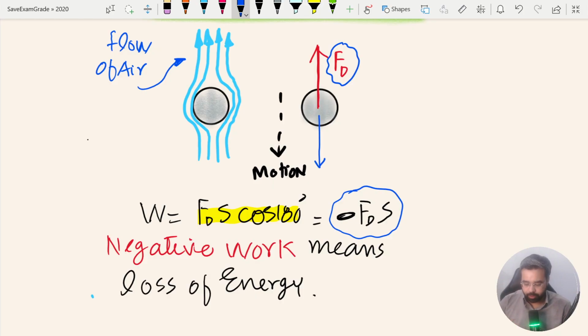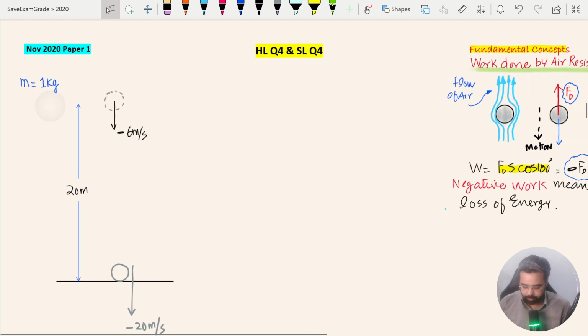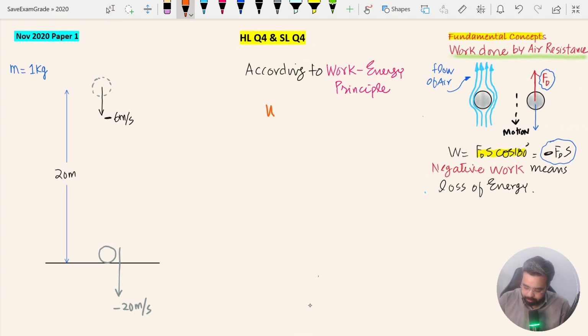And moreover, according to the work energy principle, you can find this by subtracting the total energy initial from the total energy final, or the final energy minus the total energy initial, because its answer must be negative. Total energy initial must be greater.